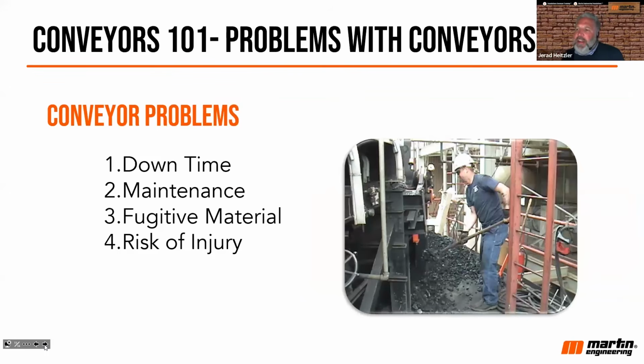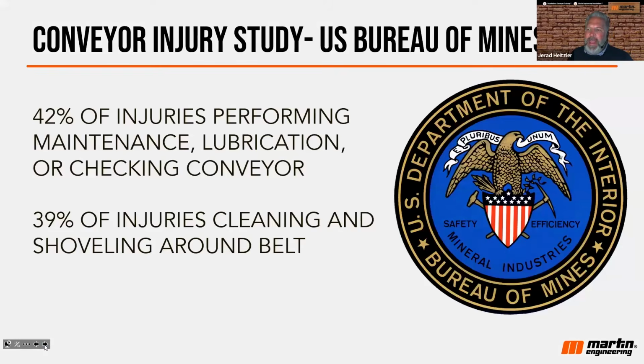All right, let's talk a little bit here about some problems. Some of the biggest problems with conveyors are downtime, maintenance, fugitive material, and risk of injury. There's a study that I refer to. It was done by the U.S. Bureau of Mines. And in that study, they said that 42% of the injuries that they found around belt conveyors were from the workers performing maintenance, lubricating, or checking a conveyor. 39% of the injuries that they found from conveyors were from workers shoveling or cleaning around the conveyor belt.